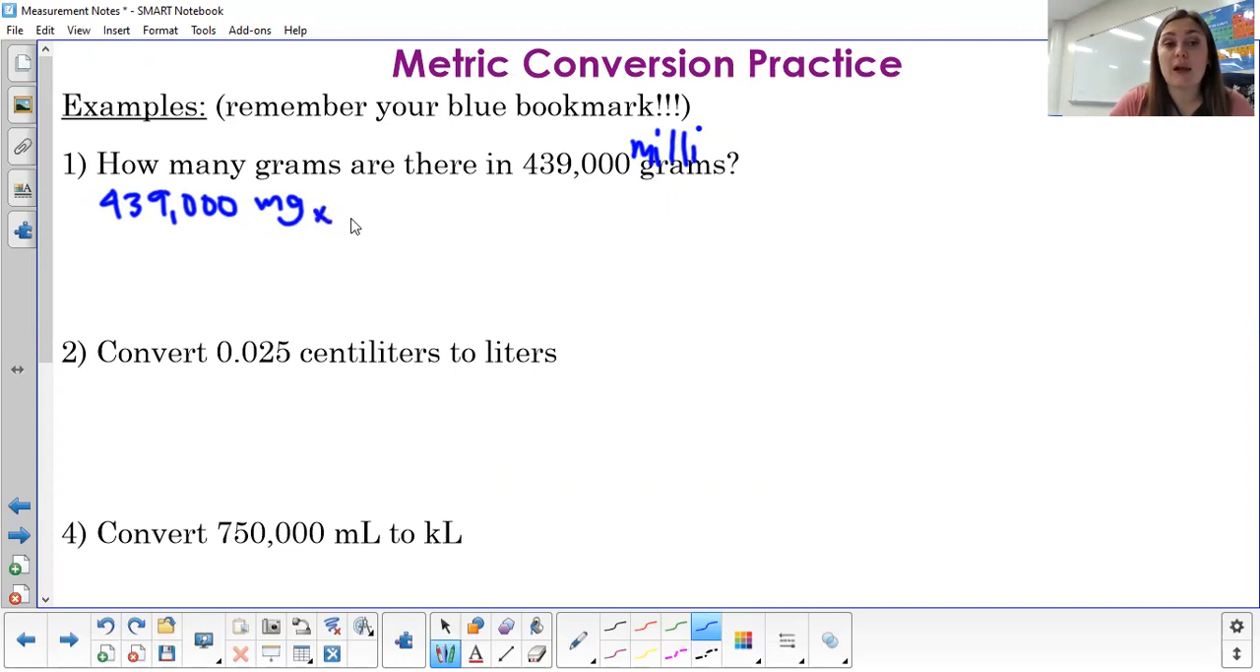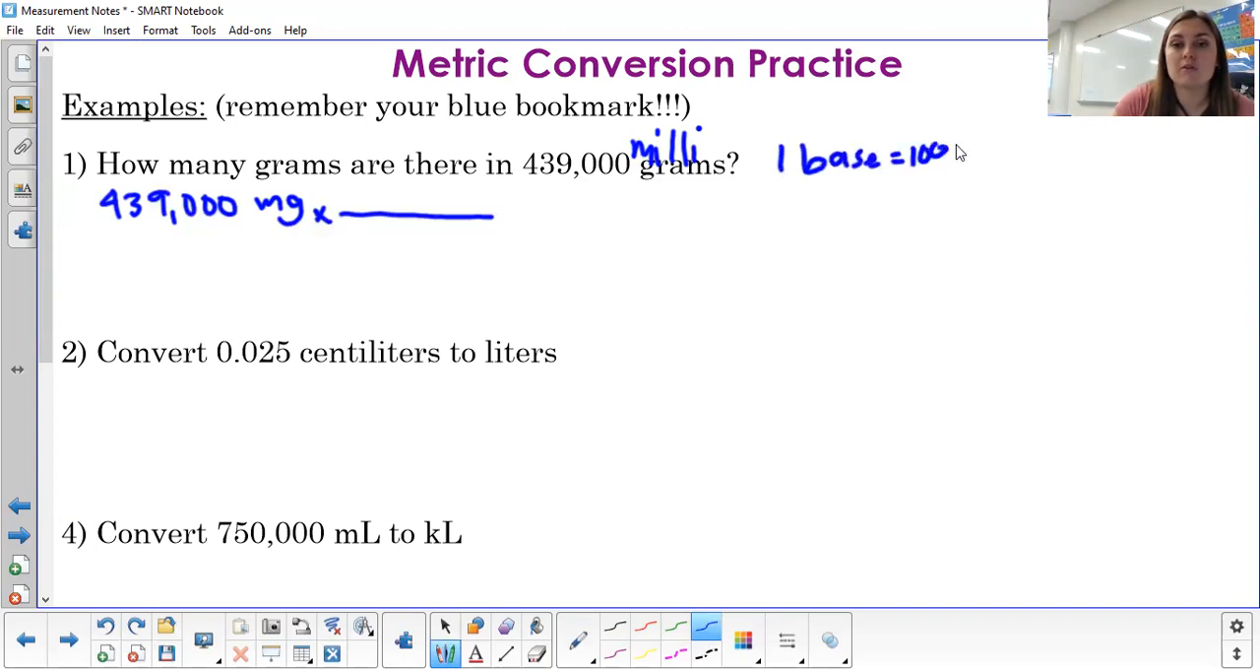So just as we've been practicing, you guys are going to set up a little conversion factor so that our units can cancel out. But we need some way of getting from grams to milligrams or milligrams to grams. So you're going to look at your blue bookmark and you'll see that the second one down says that 1 base equals 1,000 milli. That's going to be our conversion factor. 1 base equals 1,000 milli.